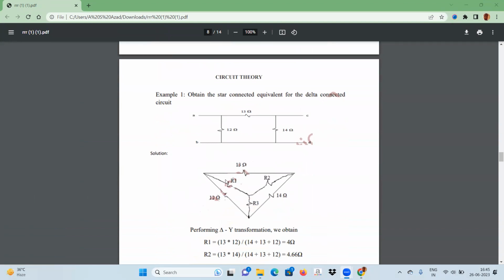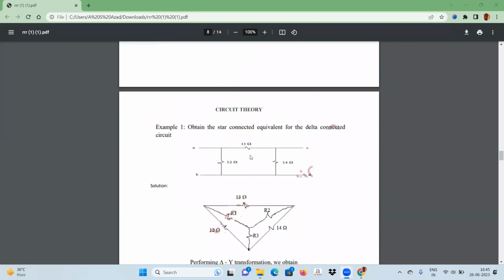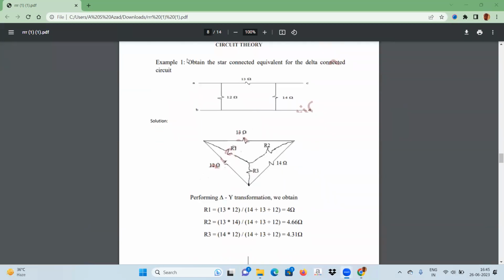Now let's see this example. This is one example. You want to calculate, given here, a delta connection. This one is a delta connection, and you want delta to star. Then the calculation is done here. Let's see the calculation.